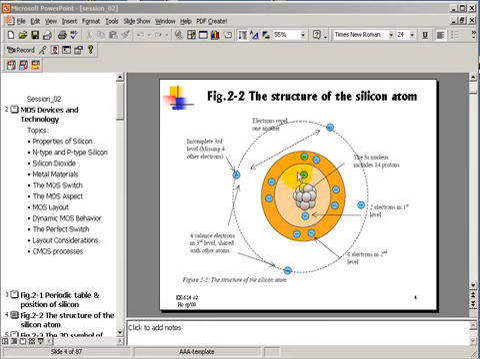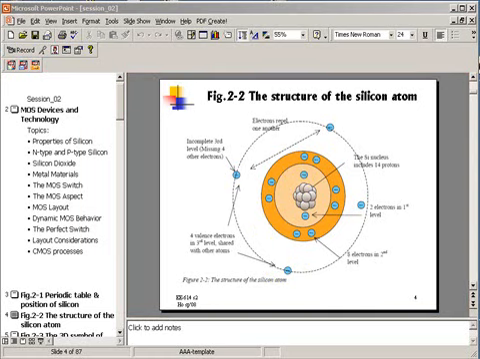The atom nucleus has 14 protons, and the first energy level has 2 electrons, represented here in blue. And there are 8 electrons in the second energy level, and only 4 electrons in the third level. The 4 electrons in the third energy level are called valence electrons, which are shared with other atoms.